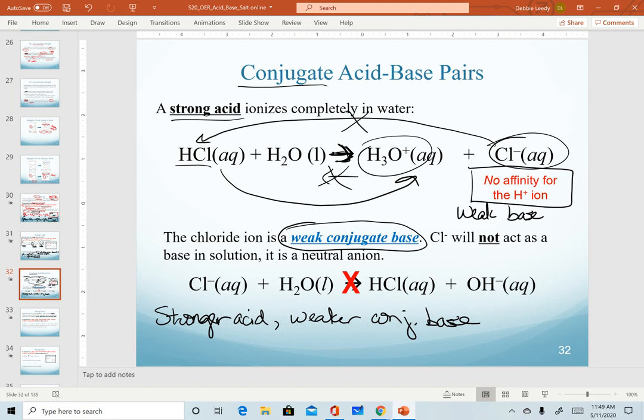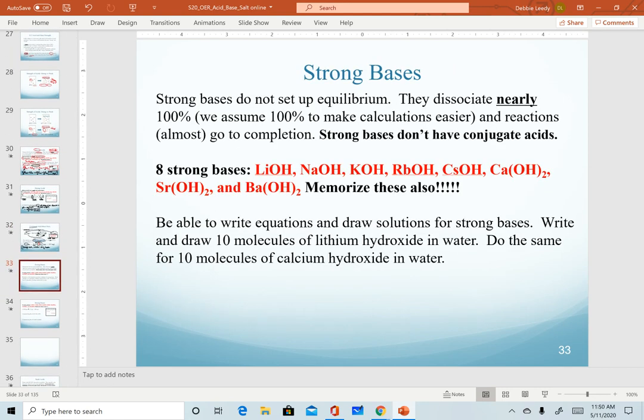Just an example to clarify that if chloride was going to act as a base in water, so let's say I just had chloride floating around from some salt. If chloride is in water, it's not going to react to form HCl because even if it did, again, this would redissociate to give us our original products. And so again, the stronger an acid, the weaker the conjugate base.